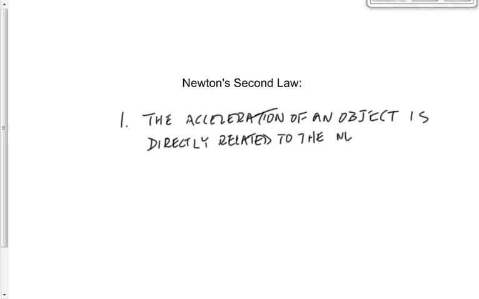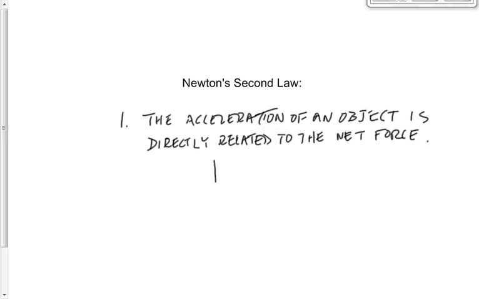In other words, if the net force is bigger, the acceleration is bigger. If the net force is smaller, the acceleration is smaller. If the net force is to the right, the acceleration is to the right. If the net force is upwards, then the acceleration is upward. Everything you do to net force, the same thing happens to acceleration. That's what directly proportional means. The acceleration is directly proportional to the net force.